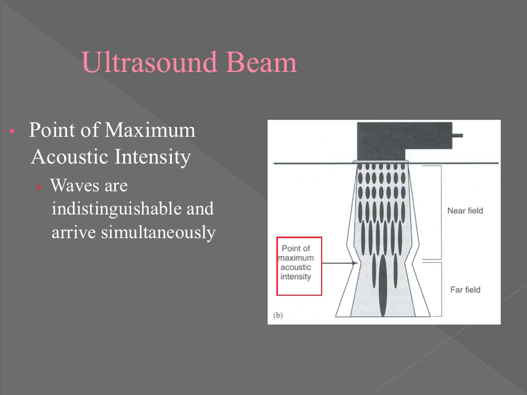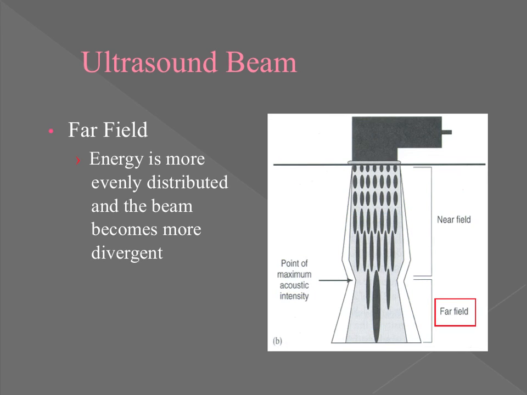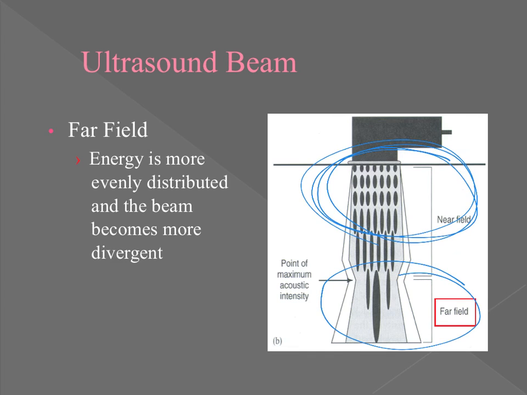Try saying that twice. This is where the waves are indistinguishable and arrive simultaneously. So you can see that kind of here in this image. And then last but not least, we get the far field where the energy is more evenly distributed. And you can see here the beam is becoming a little bit more divergent in nature. But it's this near field where we see most of the ultrasonic energy being produced.